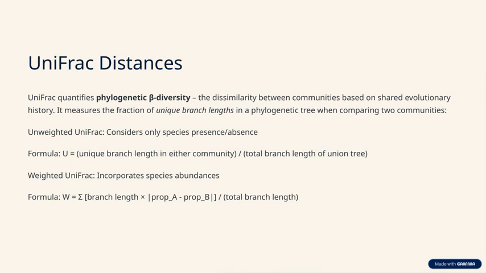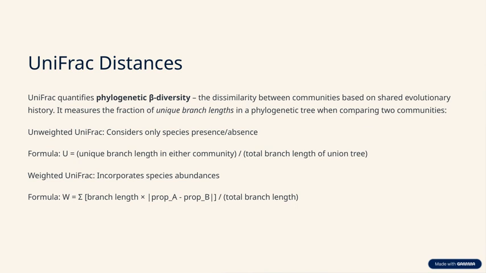Let's take a closer look at uni-frac distances, which are really useful for understanding how different microbial communities are related in terms of their evolutionary history. Uni-frac quantifies what's called phylogenetic beta diversity, meaning it measures how dissimilar two communities are based on shared evolutionary branches. Think of it as comparing two communities by looking at their placement on a phylogenetic tree and seeing how much unique evolutionary history each one has.